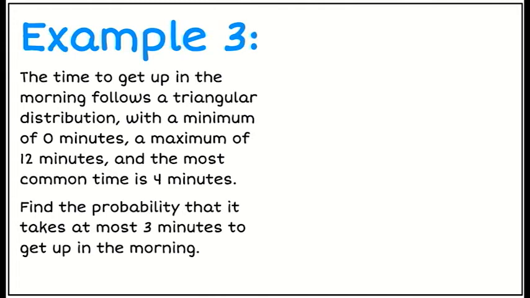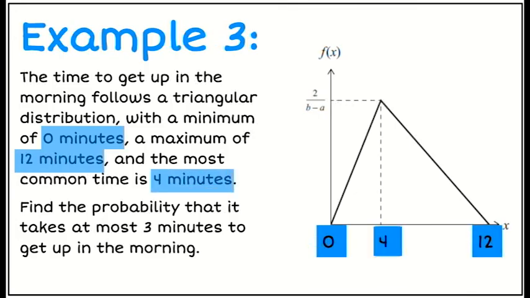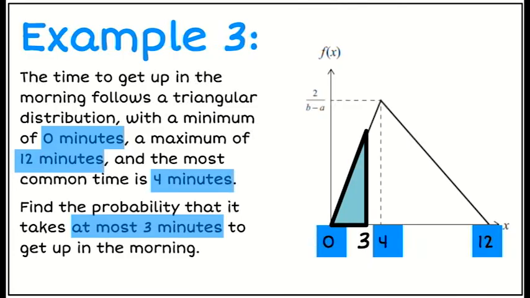Let's try a third example. So the time to get up in the morning follows a triangular distribution. So we've got a minimum of 0 minutes, our maximum of 12 minutes, and our mode of 4 minutes. We now want to find the probability that it takes at most 3 minutes to get up in the morning. So we're going to place the number 3 on our diagram, and it says at most, that means from 3 and below. So that's why I've shaded in the area from 3 and below. So that's what we want to find.